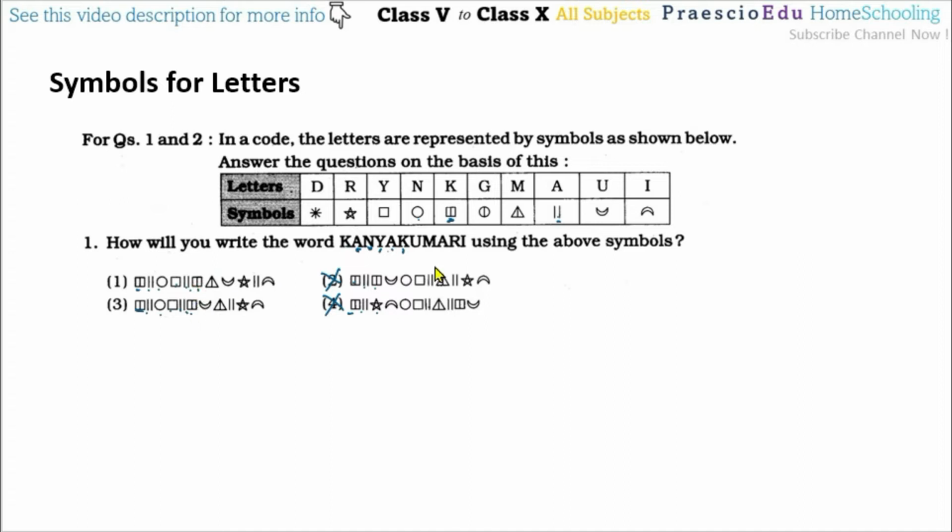After this, U has this symbol, so this symbol is shown in option number 3, but option number 4 has a different symbol, so option number 1 is incorrect. Then we will go through checking option number 3 further. Then M means this triangle-like symbol, so this is shown here. Then A is this symbol correctly, and R means this symbol, and I means this one, this is correct. So that's why option number 3 is the correct one.